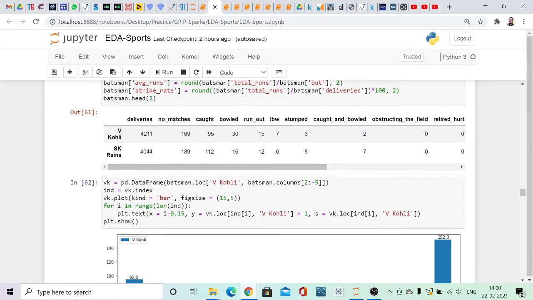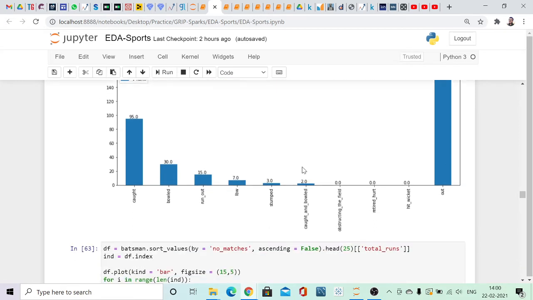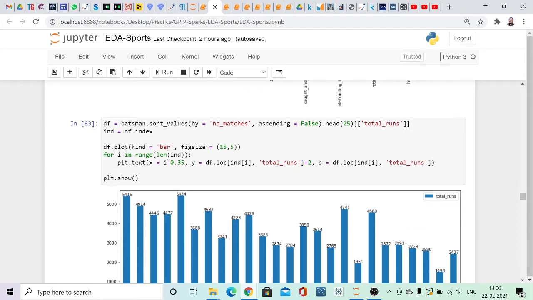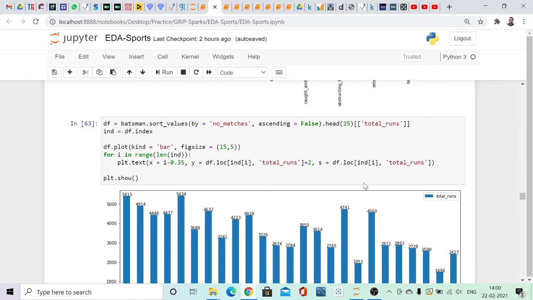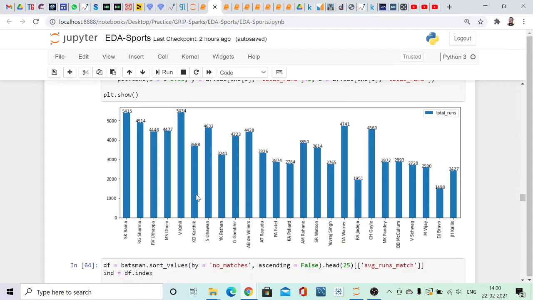For example, if we look at Virat Kohli, his dismissal mode, we can see he has been caught out 95 times and bowled 30 times, ran out 15 times. Total dismissals have been 152. So I have avoided looking at each player and have looked at features as a whole. So here let's see the total runs scored by each batsman. See, this graph shows the total runs scored by top 25 batsmen over the period of IPL.